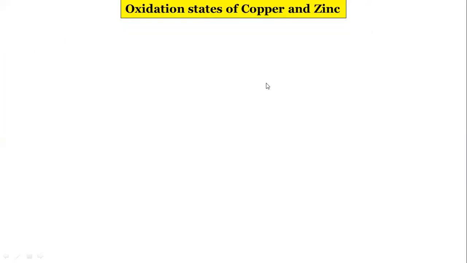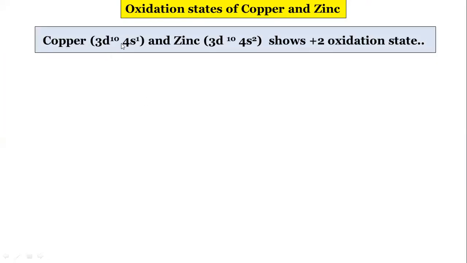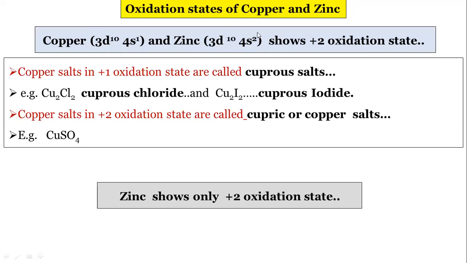Then the oxidation states of copper and zinc. This is an exceptional behavior of copper because 1 electron is shifted to the d orbital to acquire extra stability. So copper has 10 d electrons. Zinc already has 10 electrons. It is not considered a transition element, but zinc always shows the +2 oxidation state, because when these 2 electrons are given away, it becomes stable. It is completely filled. So zinc shows only the +2 oxidation state, but copper can show +1 and +2 oxidation states.